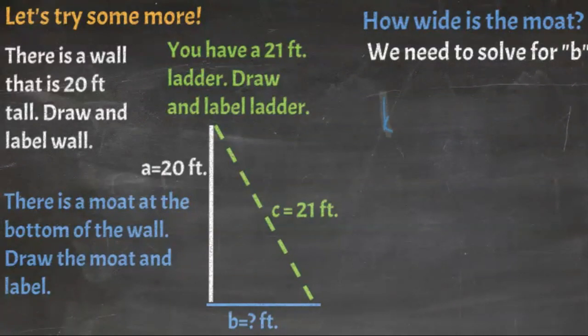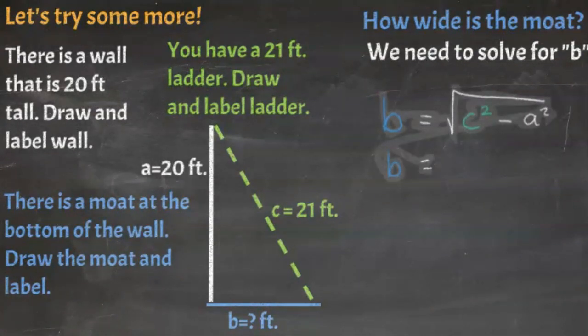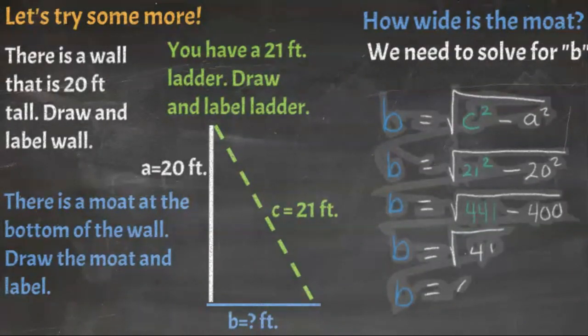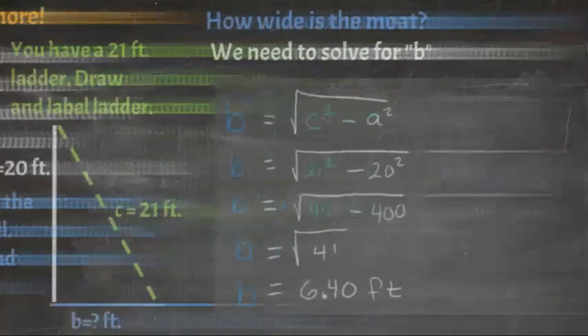So I'm going to write down B is equal to the square root of C squared minus A squared. So that makes B equal to the square root of 21 squared minus 20 squared. So that makes B is equal to 441 minus 400, which makes B is equal to the square root of 41, and then B is equal to 6.40 feet. Again, round to the nearest hundredth.